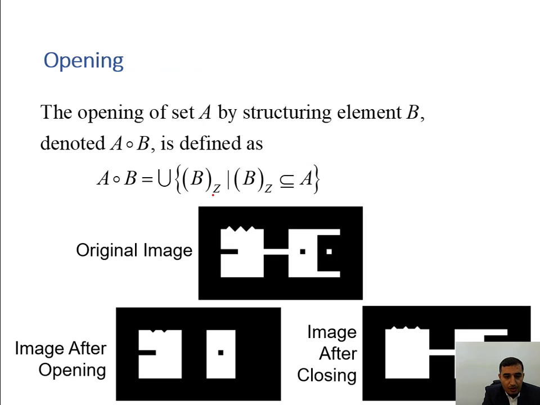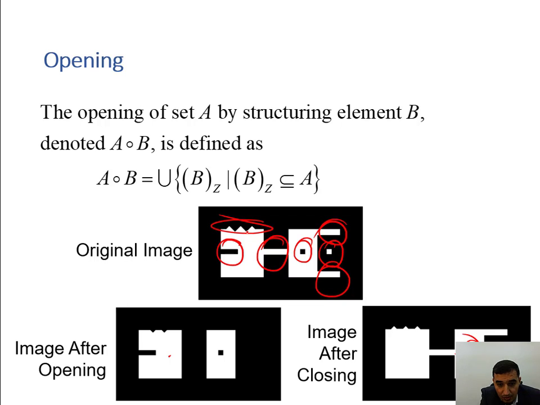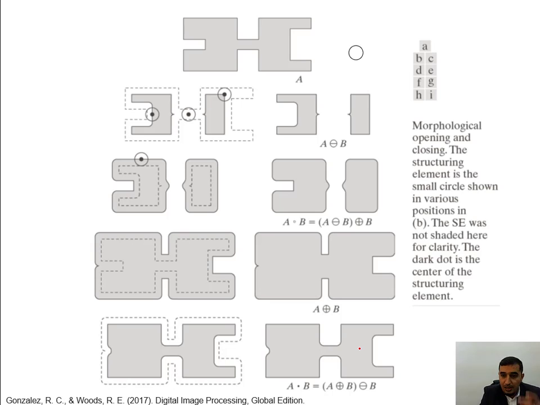Now you can see here that this is an image. This is the image after opening, and this is the same image after closing. Opening, as you can see here, eliminated these parts. While closing eliminated the gaps in the image. All the gaps in the image were eliminated. So you can see the difference of doing this for an image.